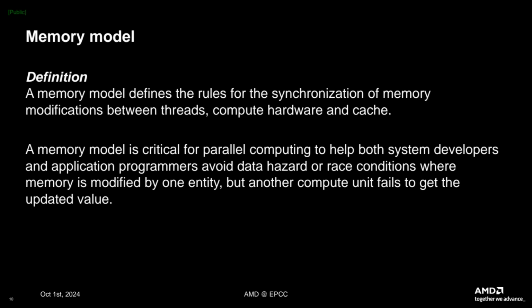So when programming on a GPU, it's important to be aware of what the memory model is. And the memory model is defined as the rule for the synchronization of memory modifications between threads, compute hardware, and cache. Obviously, it's important to know what the rules of the memory model are, because you want to avoid problems such as race conditions or working with memory that you think has been modified or you think it has not been modified, when actually the opposite has happened.